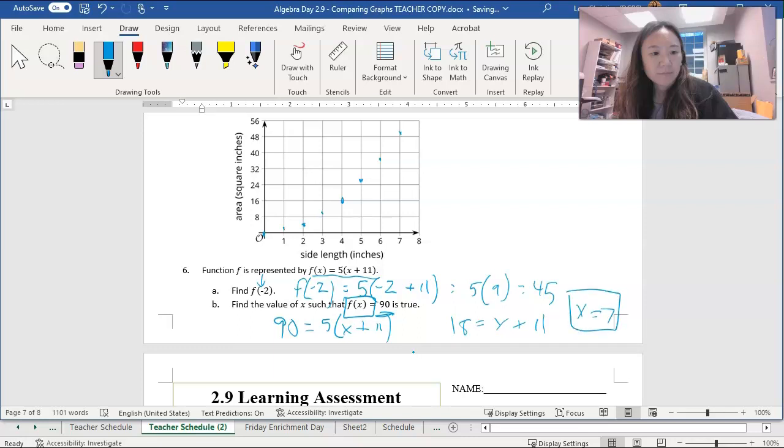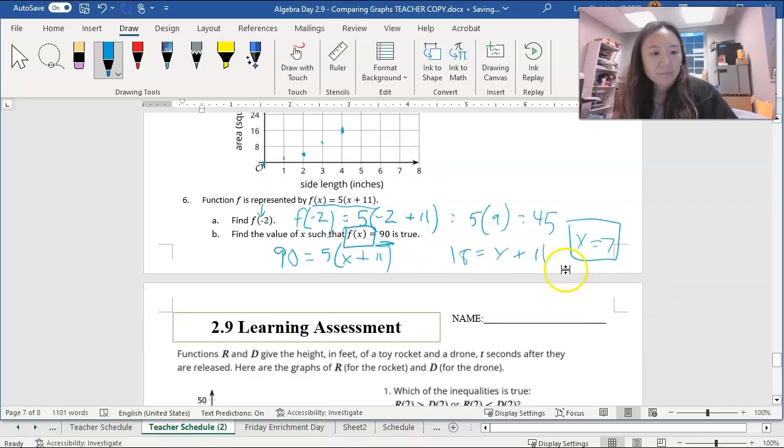We can check that out and make sure that works. 7 plus 11 equals 18, times 5 equals 90. So I know that that is true. This is a reminder that if we have the input, you're substituting for x. If you have the output, you're substituting for y.